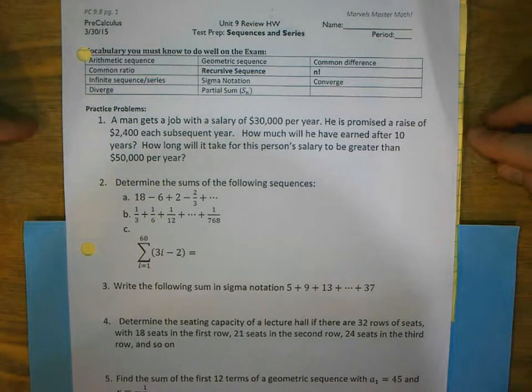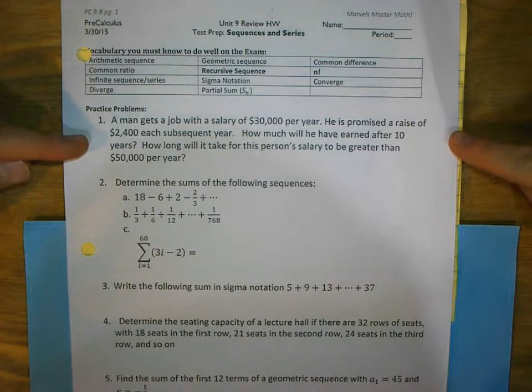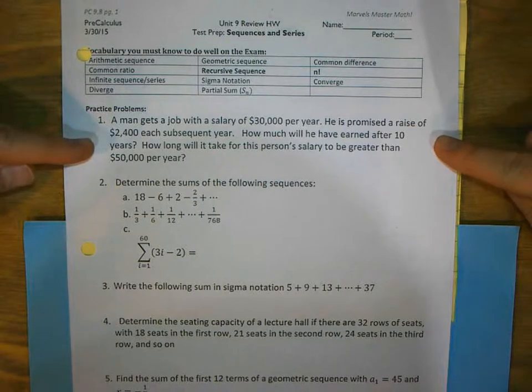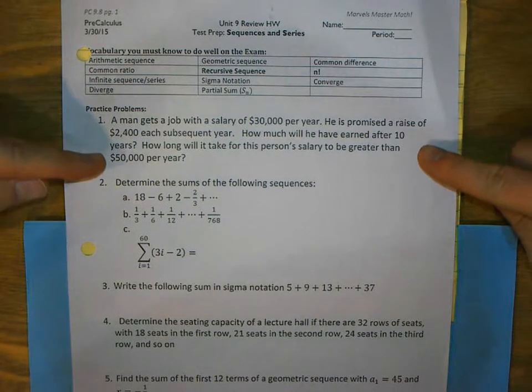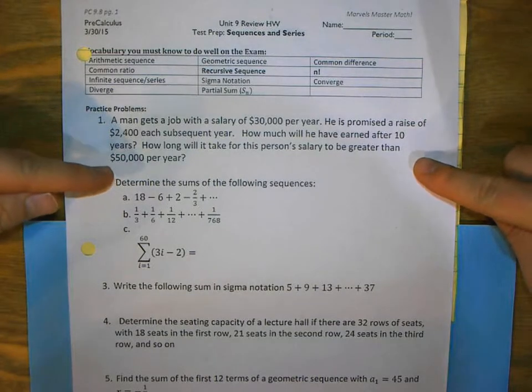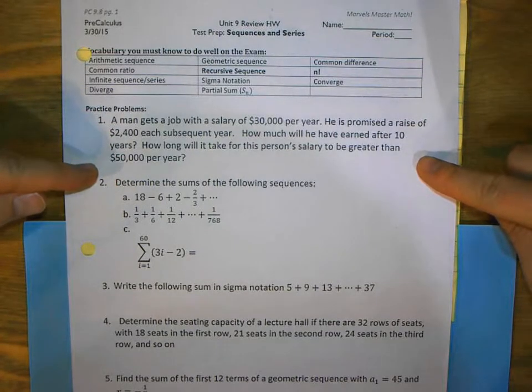Number one, this question gives me information about a man with a salary of $30,000 per year with a raise of $2,400. The first question is, how much has he earned after the first 10 years? And the second question is, how long will it take for this person's salary to be greater than $50,000 per year?